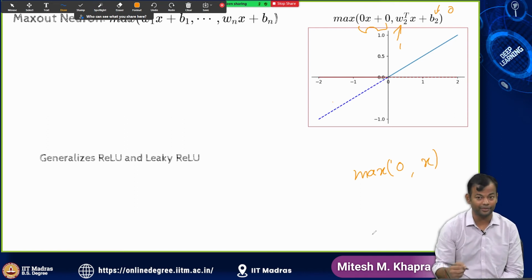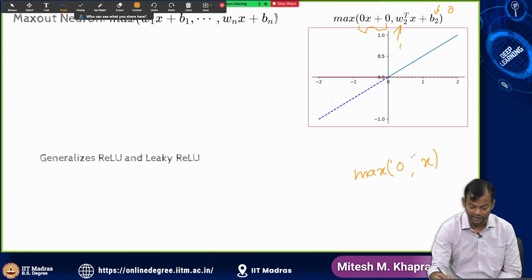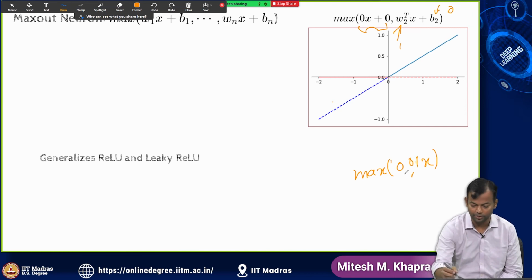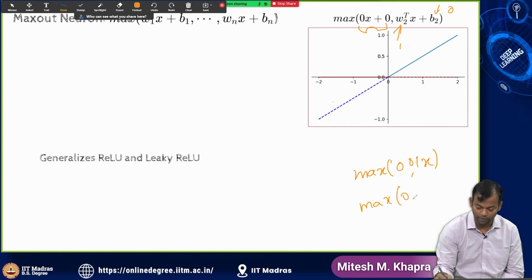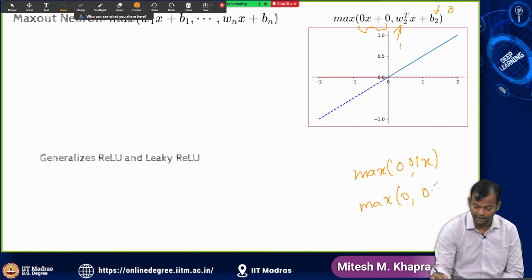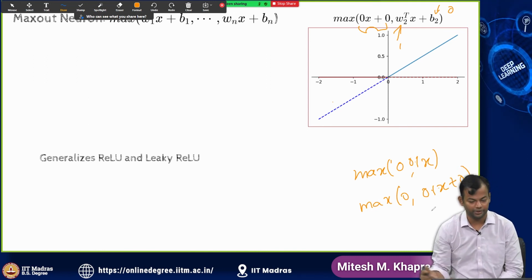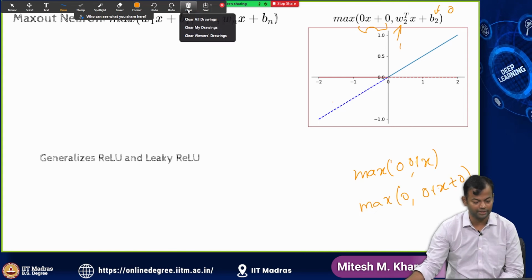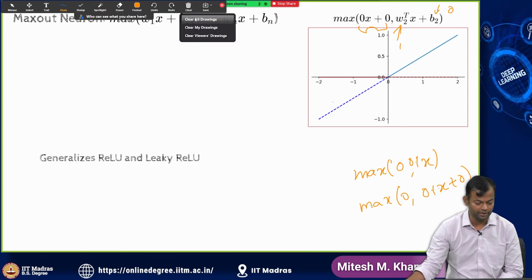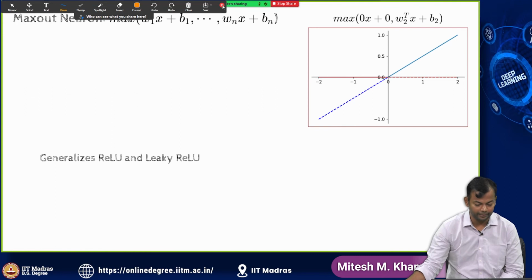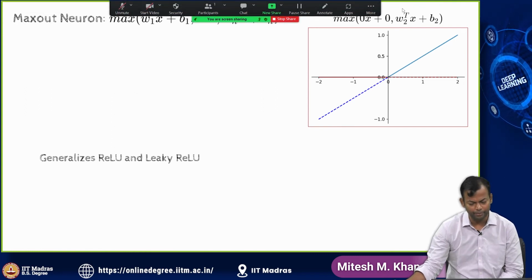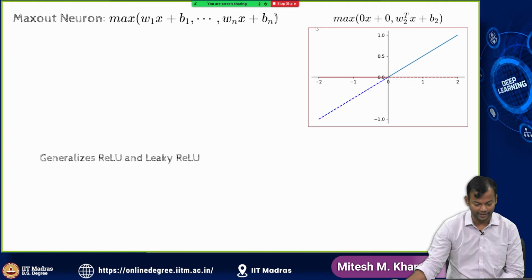Now in the case of the leaky relu that we had seen earlier, this was 0.1 x. So you could think of it as the max of 0 and 0.1 x, where the bias is again 0. So this is also a special case of the maxout neuron. So you can think of the maxout neuron as generalizing relu and all its variants. And again, it gives you more power, more non-linearity.